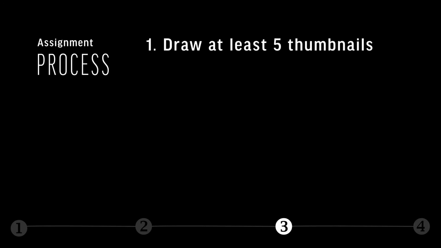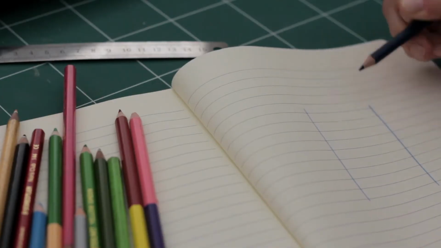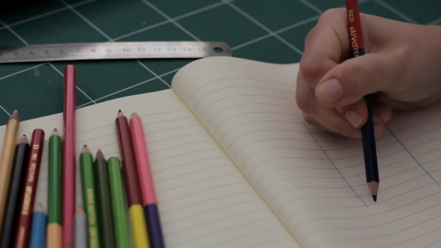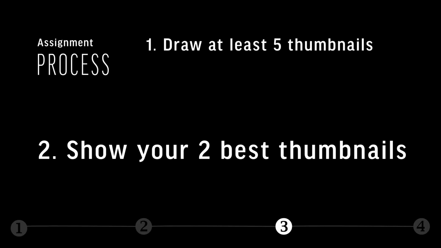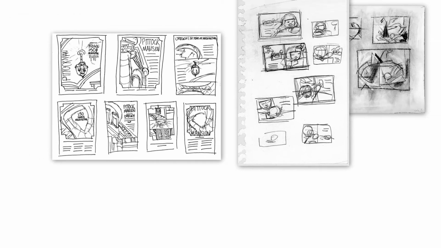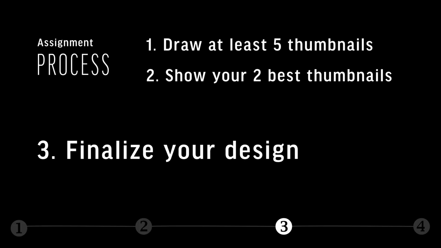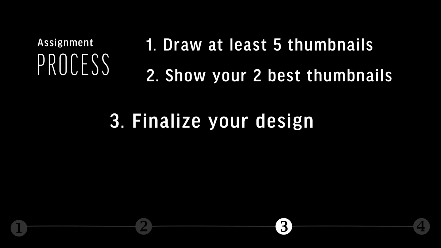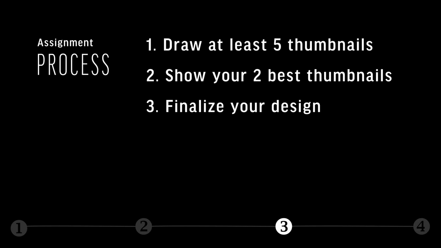Here is the process of poster making. Step 1. Draw at least 5 thumbnails. The more, the better. Sketching and making thumbnails help you brainstorm your poster. Step 2. Show your 2 best picks of your thumbnails at the first critique to receive feedback. Step 3. Based on the feedback on your thumbnails, finalize your design.